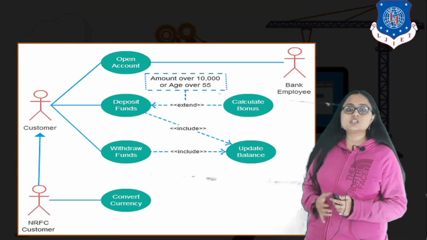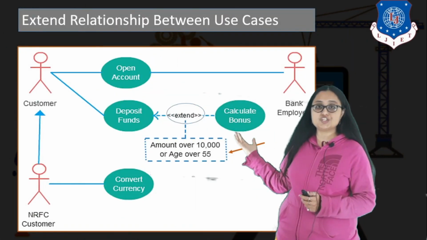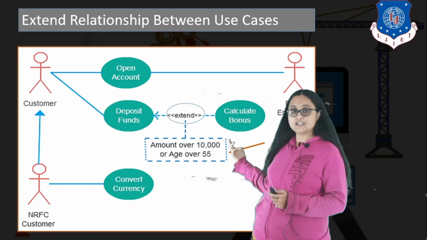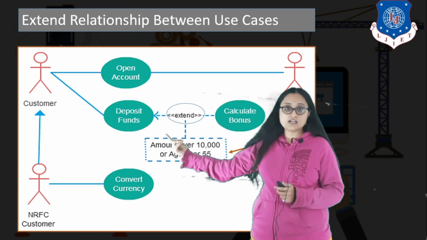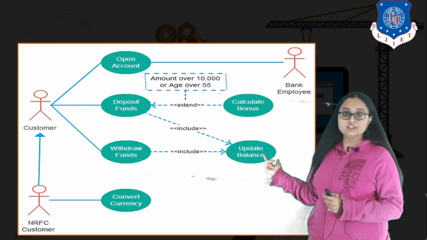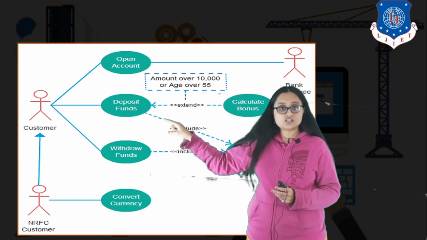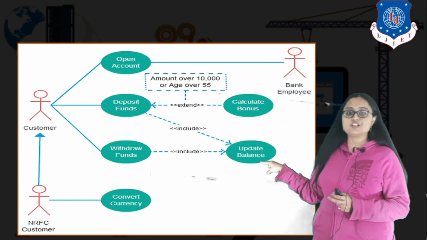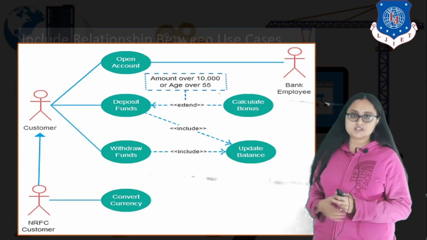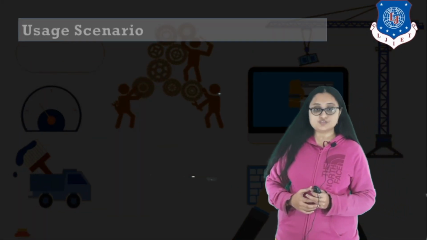You can also see the difference that if you have an extend relationship, the arrow starts from the extended use case and the arrowhead is towards the base use case, whereas if you have the include relationship, the arrow starts from the base use case and the arrowhead is pointed towards the included use case. Okay, so these were the 5 relationships in a use case diagram.